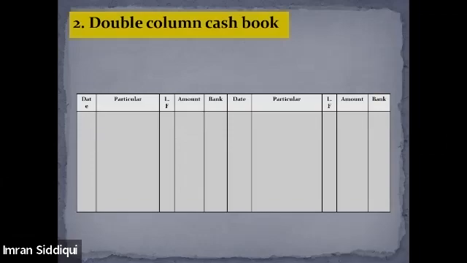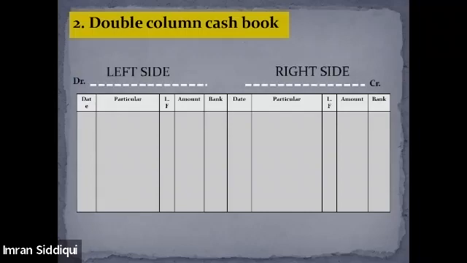See, the formation of the double column cash book is almost similar to the single column cash book. The only difference this time is, apart from the amount column, we have one more column for recording the bank transaction. So one column for recording the cash related transaction and one for recording the bank related transaction on both the sides of the account. On the debit side as well, we will be having a cash column and the bank column, and on the credit side as well, we will have the two columns.